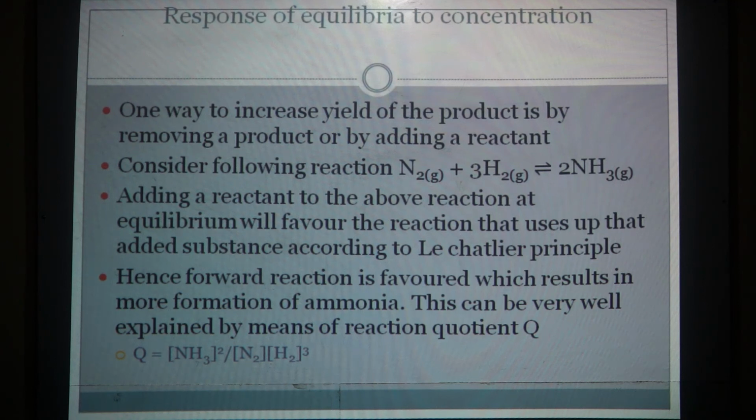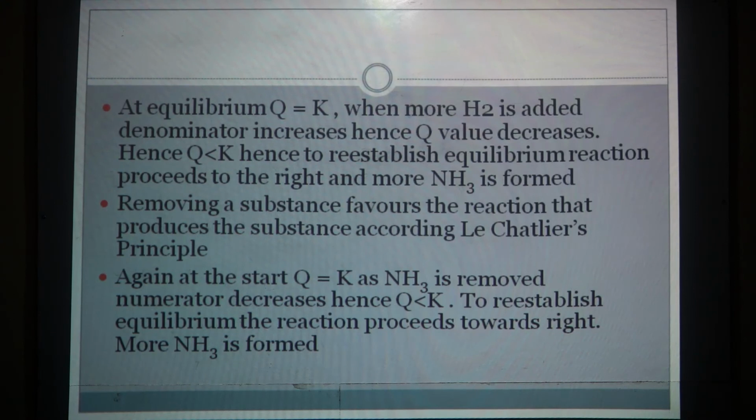This can be very well explained by means of the reaction quotient. Here, the reaction quotient Q is [NH3]^2 divided by [N2][H2]^3. At equilibrium, Q is equal to K. When more H2 is added, the denominator increases, hence the Q value decreases. Hence, Q is smaller than K. Hence, to re-establish equilibrium, the reaction proceeds to the right and more NH3 is formed.